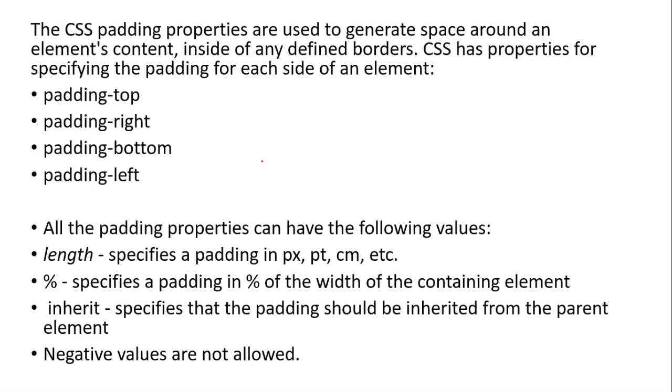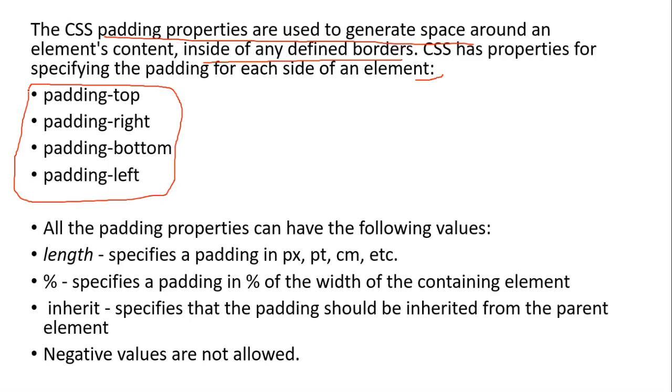The CSS padding properties are used to generate a space around an element, condensed inside of any defined borders. That means inside a defined area, you can apply padding to any elements you wish. CSS has properties for specifying the padding for each side of an element. Similar to margins, paddings also have properties to specify them. These are the different padding properties we can apply to an element inside our pages.